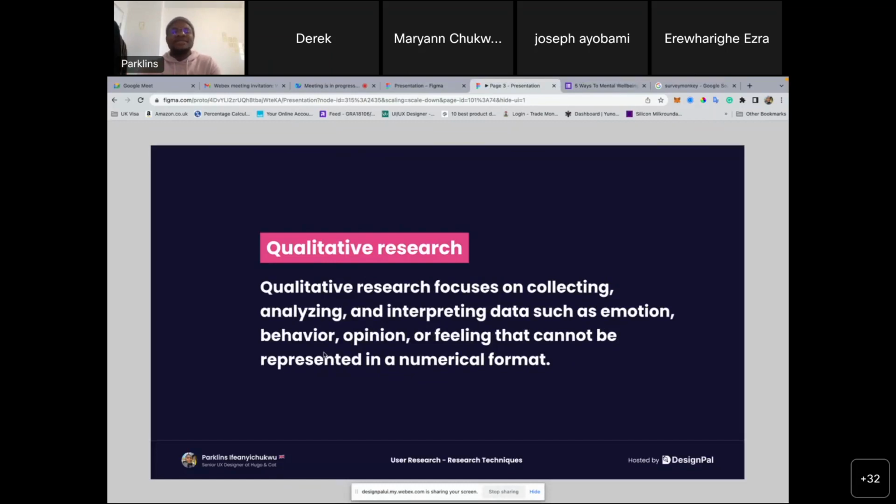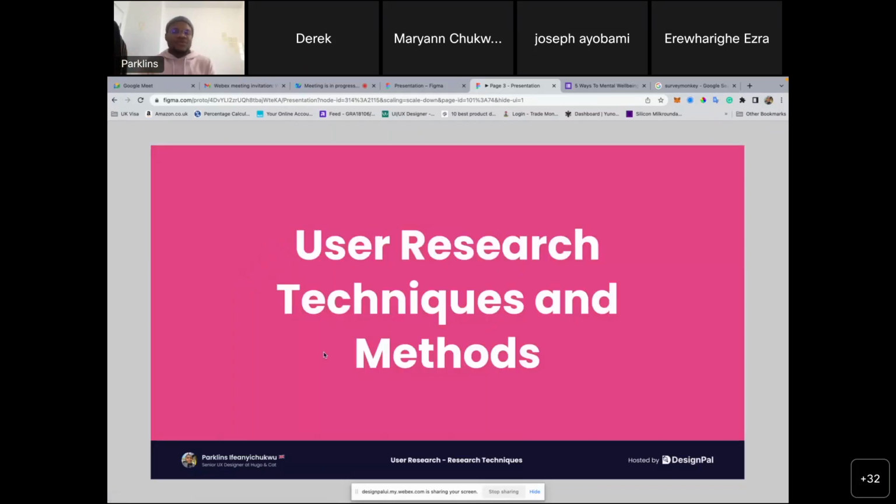Qualitative research focuses on collecting, analyzing, and interpreting data such as emotion, behavior, opinion, or feeling that cannot be represented in a numerical format. So it is this part, everything that is here. It helps you interpret the emotions, behavior, opinions, and feelings of your users. All of these things are how you begin to build empathy for this user. You're moved by their story, you're moved by the pain that they go through at different stages of their product experience.